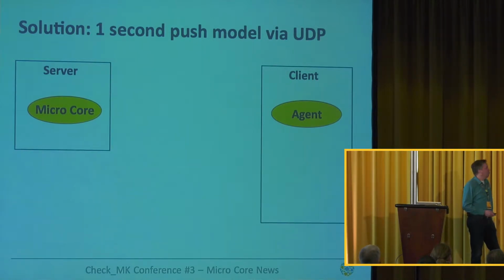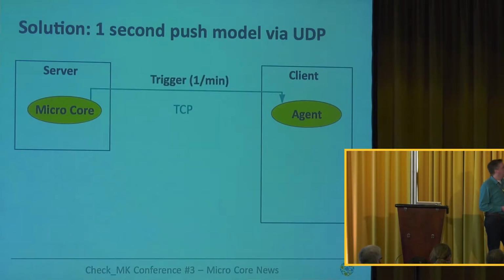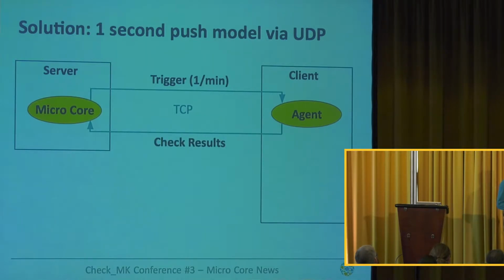Our solution was that we take a 1 second resolution and have a push model via UDP. What does it mean? So let's look at the normal check cycle. On the left side there is the server, and on the right we have an example client with the CheckMK agent. Once a minute, the core decides, we need to check the client according to the configuration. It contacts the client and says, please send me what you got. And the client sends it back. And then the results are being processed.